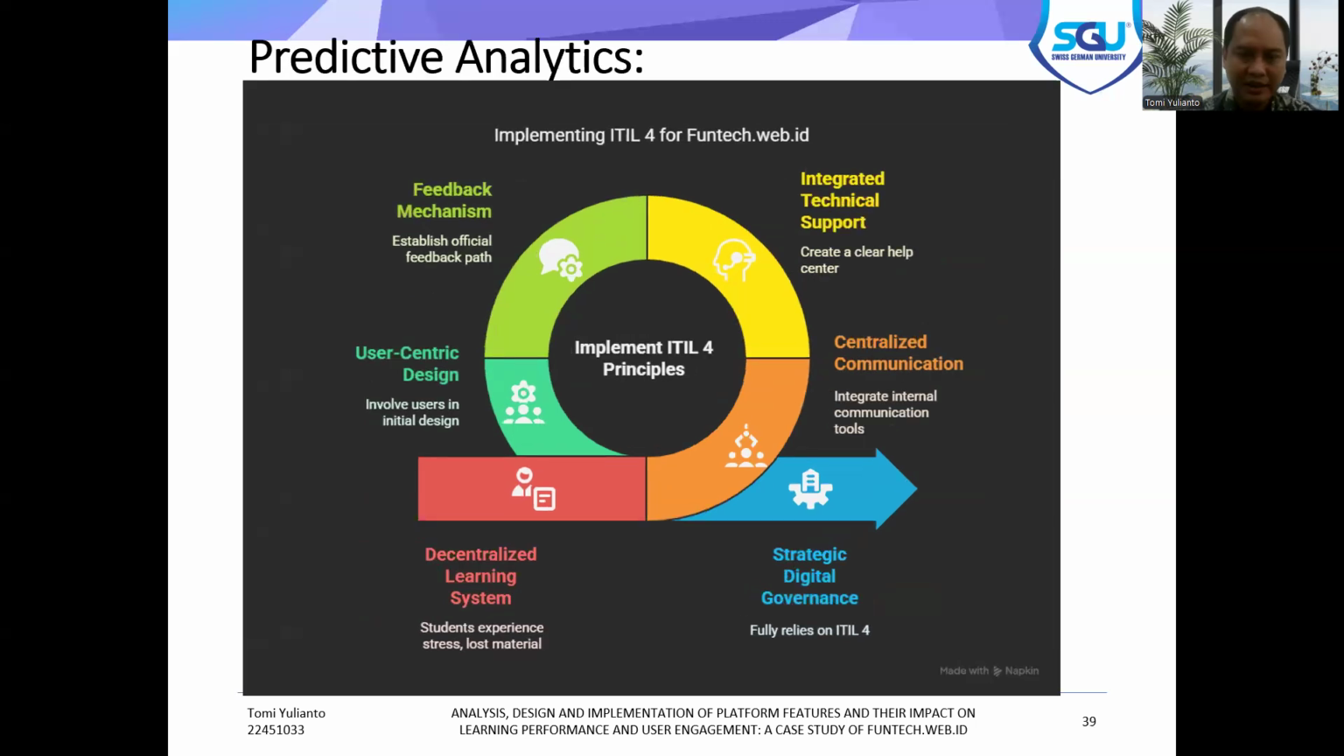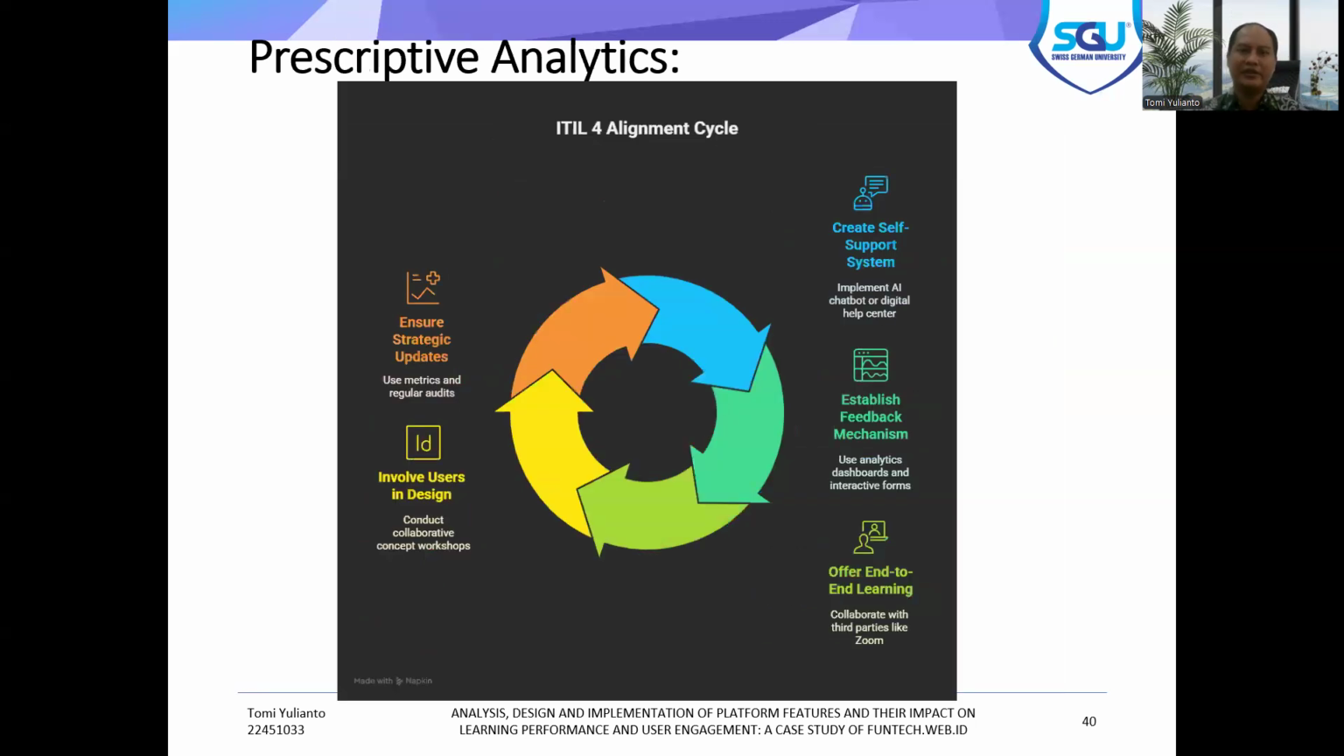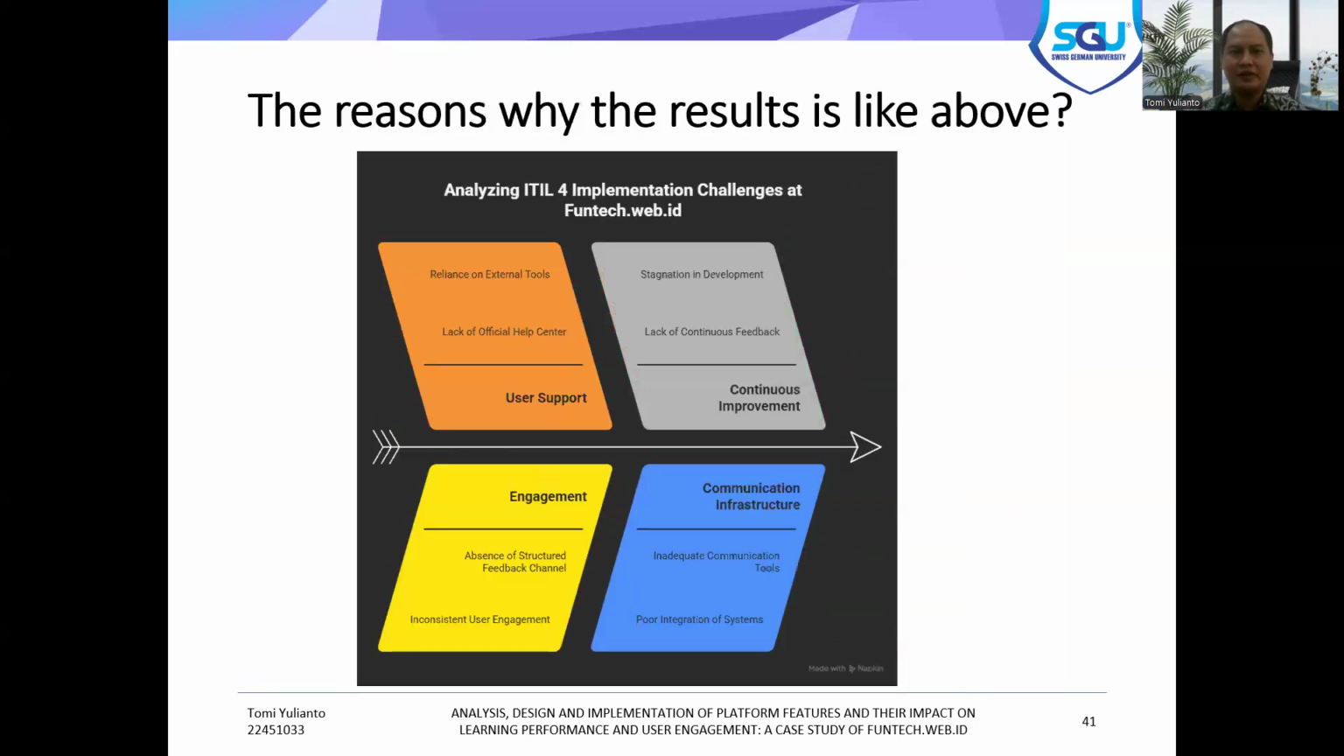And we also have the predictive analytic, prescriptive, and the reason why the result is like that. Yeah, number one is user support: reliance on external tools, lack of official help center. And it needs continuous improvement, which is stagnation in development, lack of continuous feedback. And it also needs engagement: absence of structured feedback channel will cause inconsistent user engagement. And the last one is communication infrastructure: inadequate communication tool, poor integration system.